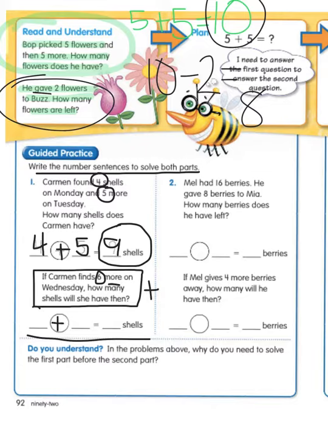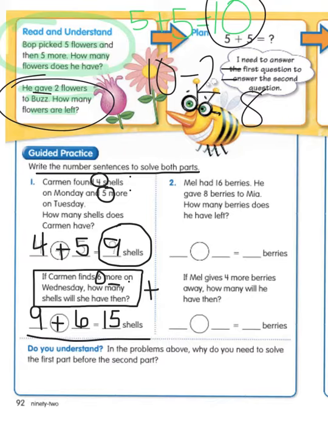So we're going to use 9 plus 6 to see how many shells she has if she finds 6 more on Wednesday. So 9 plus 6. I'm adding now. 9, 10, 11, 12, 13, 14, 15. My answer is 15. So she will have 15 shells if she finds 4 on Monday, 5 on Tuesday, and then 6 more on Wednesday. My answer is 15.